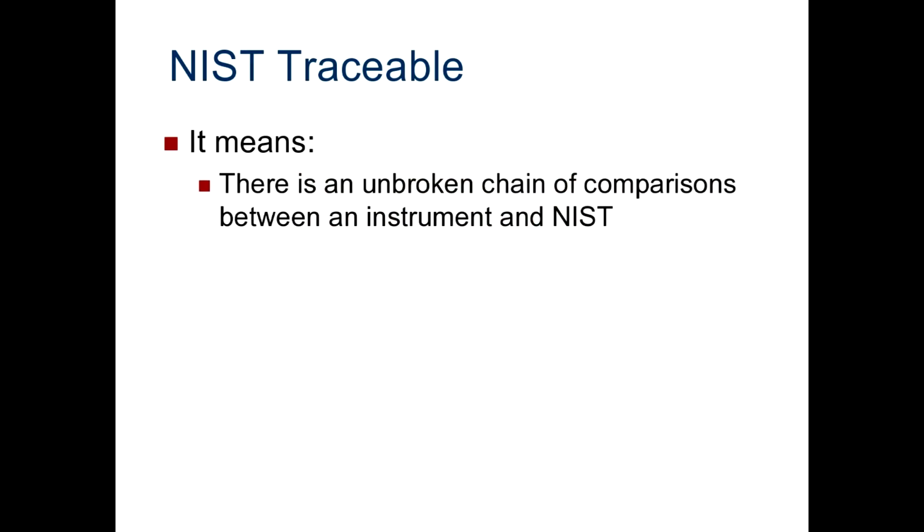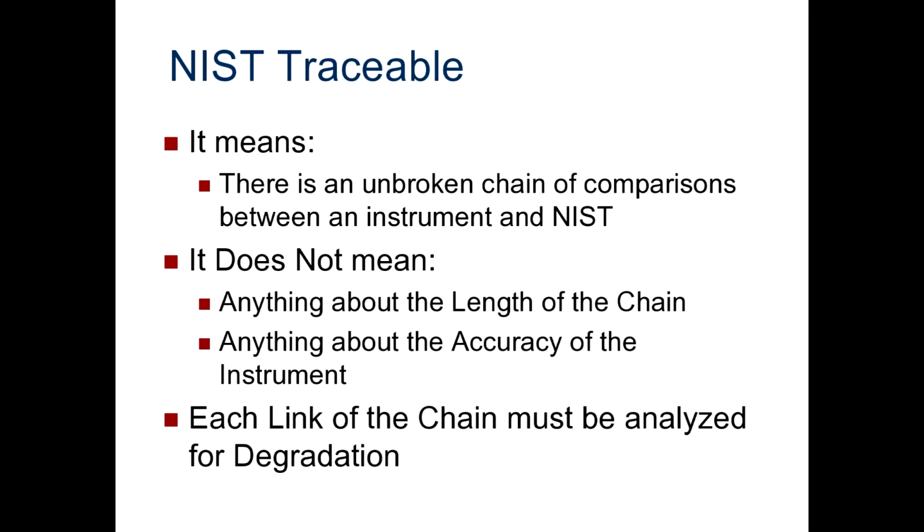NIST traceable means there is an unbroken chain of comparisons between the instrument and NIST or some other standards body. It does not mean anything about the length of the chain or how many steps there have been in that chain of traceability, nor does it state anything or mean anything about the accuracy of the instrument. It is very possible to have a thermometer that is plus or minus 3 degrees, yet still be completely NIST traceable. Each link of that chain must be analyzed for degradation to truly understand what sort of measurement uncertainty or accuracy we're able to provide.